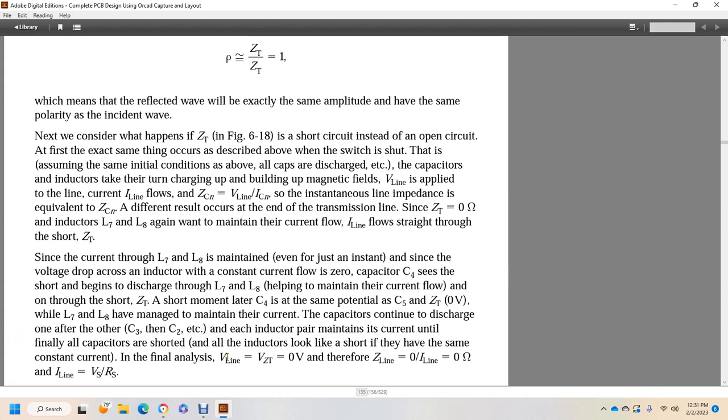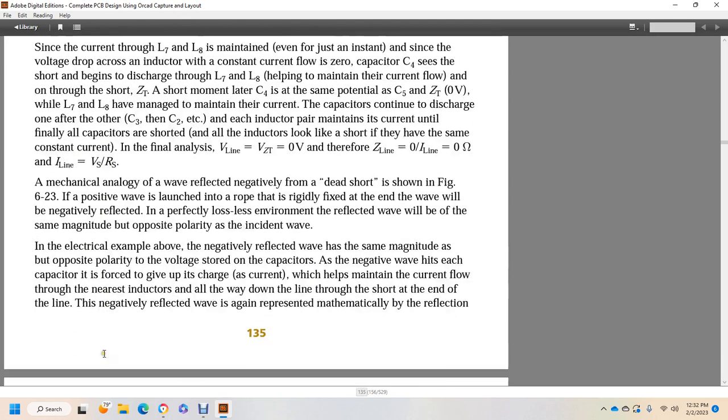The final analysis is that the line voltage is equal to the termination voltage, equal to 0 volts. Therefore, the line voltage is equal to 0, and the line impedance equals 0 ohms, or the line current equals the source voltage over the source resistance.